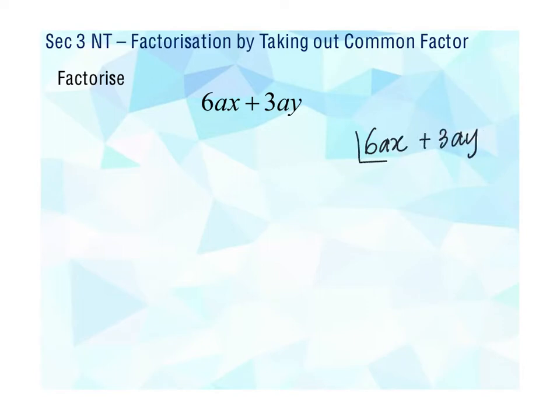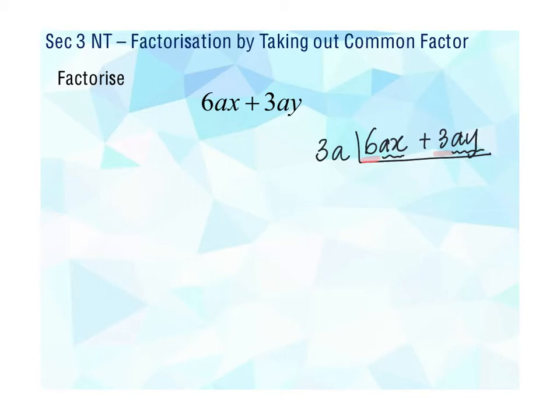What are the common factors? Let us look at the numbers 6 and 3. The common factor for 6 and 3 is 3. So we will have the number 3. Next, ax and ay. What will be the common factor? A is the common factor.